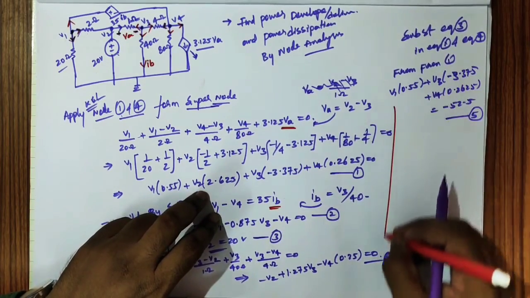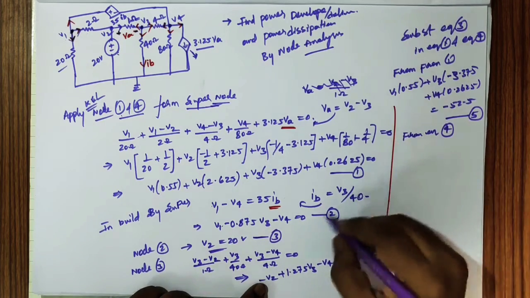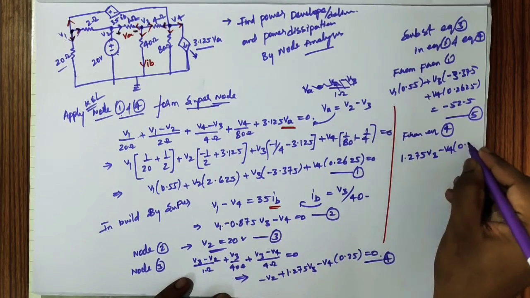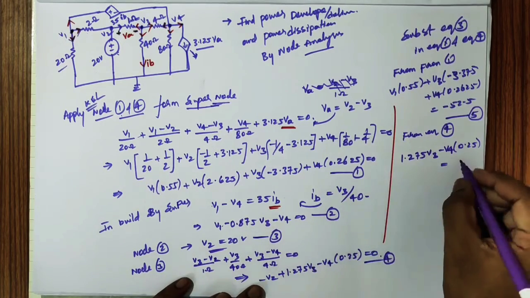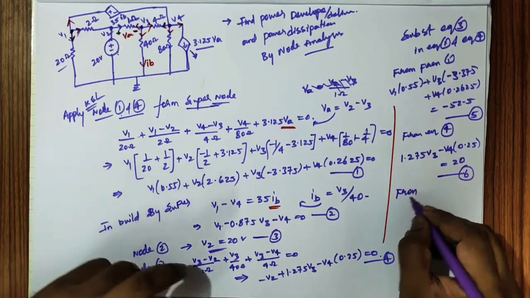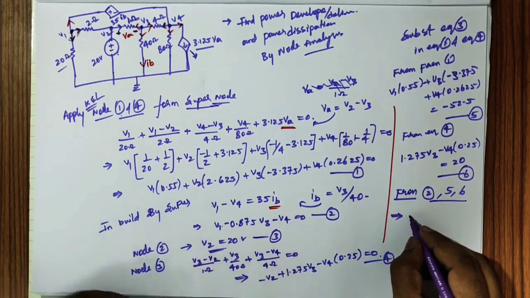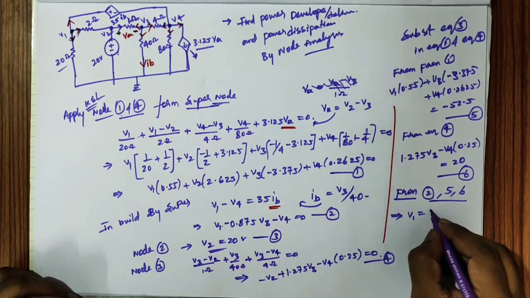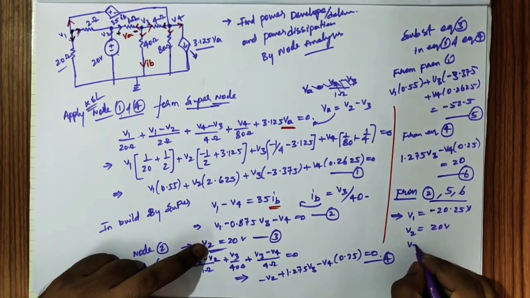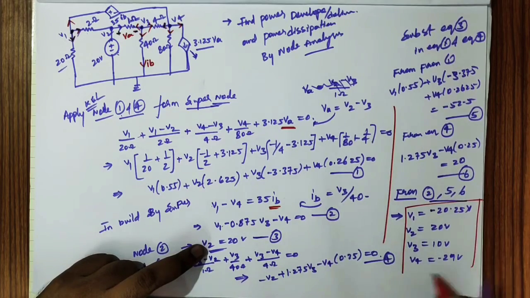And again from equation 4, you have the value of V2, substitute it, take it to that side, and you will get 1.275 V3 minus V4 into 0.25 equal to 20, so equation 6. Now from equations 2, 5 and 6 in the calculator, if you calculate, you will get V1 equal to minus 20.25 volts, V2 equal to 20 volts as we already have, V3 equal to 10 volts, and V4 equal to minus 29 volts. So you got these 4 equations completely.